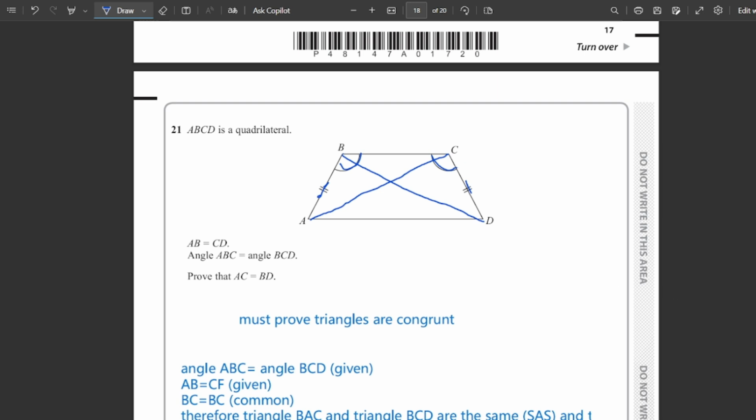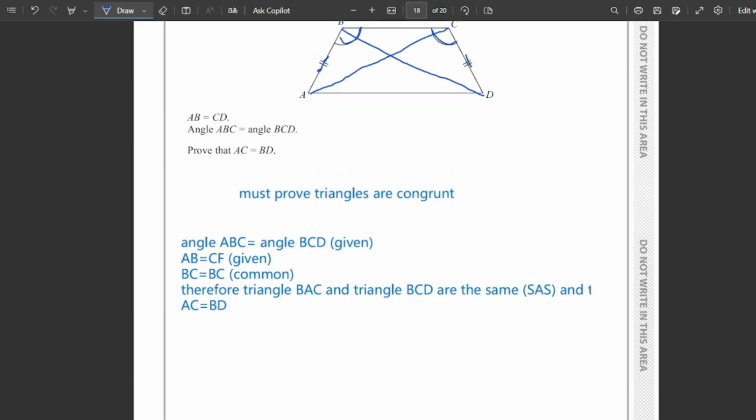And what we have to do is prove that the two triangles ABC and BCD are congruent. We have to prove they're the same, because then the third side would also be the same. And what annoys me about this question is half the marks, this is a 4-mark question, 2 of the marks are just for repeating part of the question.